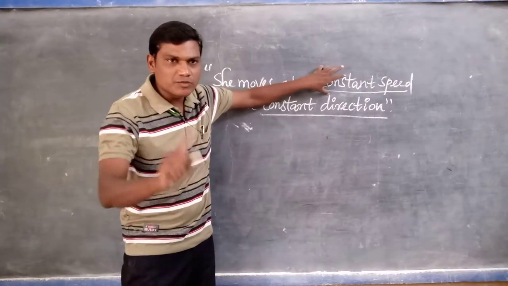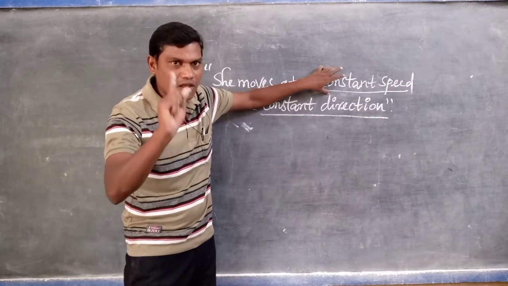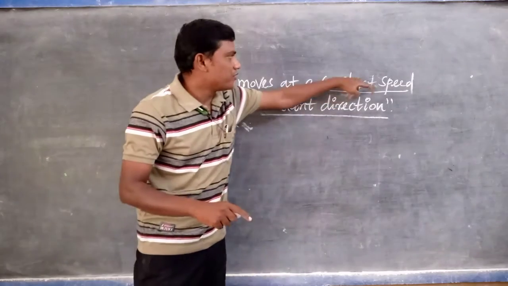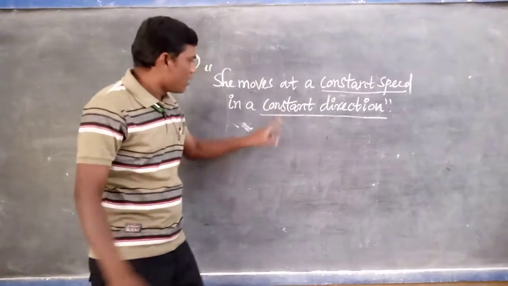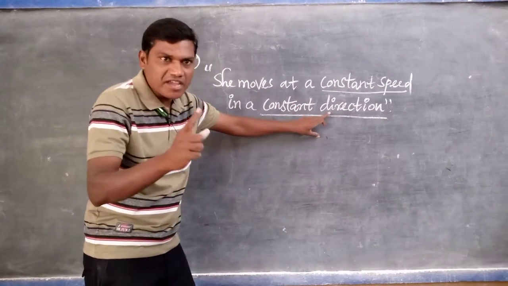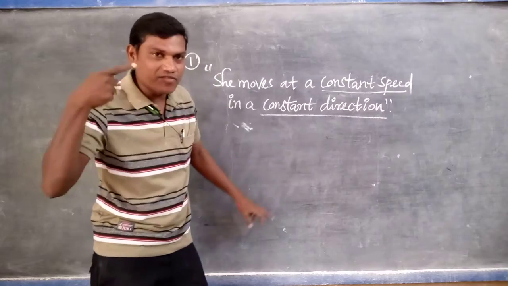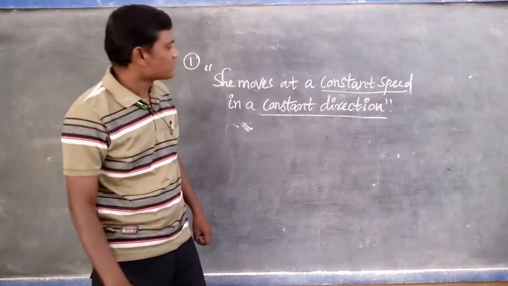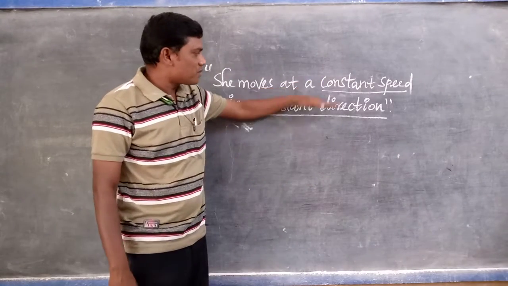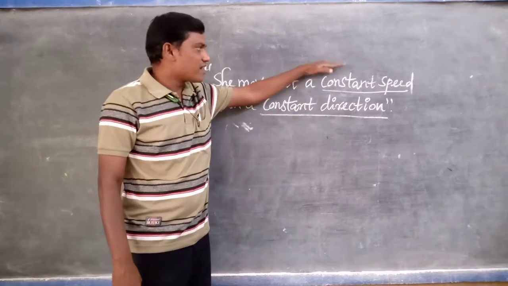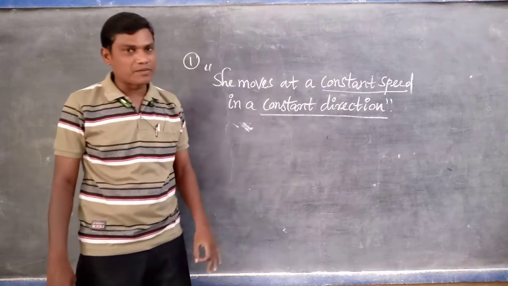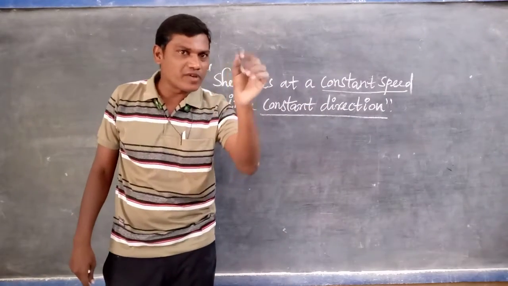Constant is nothing but speed does not change, means the body moves with simply uniform speed. Next one. Constant direction means the body's direction does not change. It will be going in only one direction. That's why, if you observe, these two are related to one concept, that is uniform velocity.